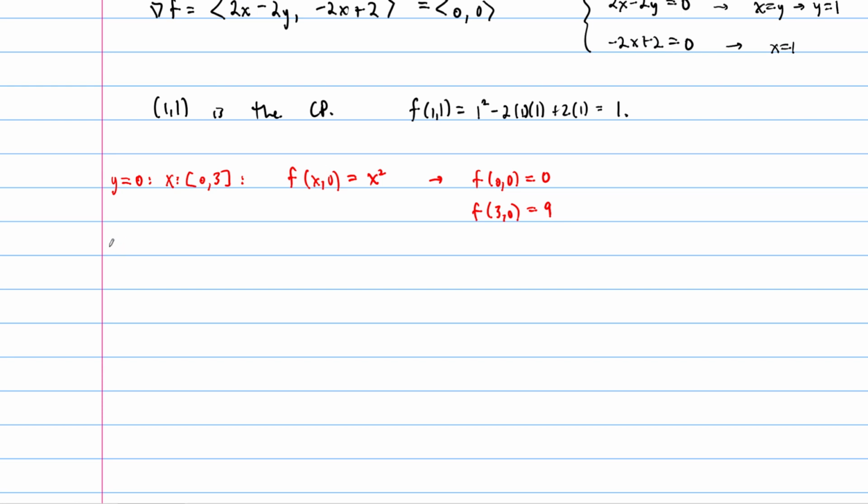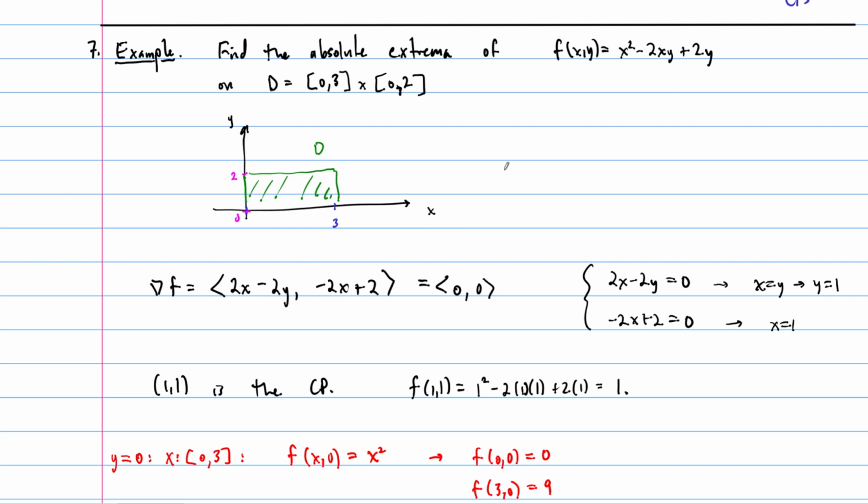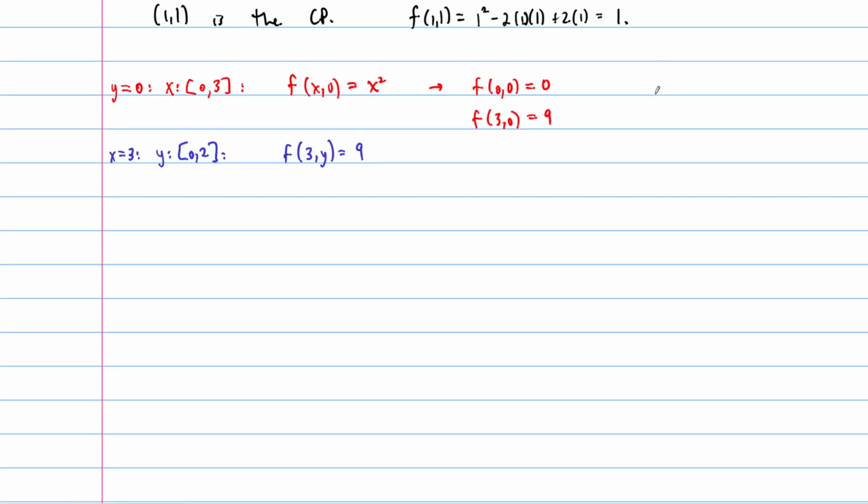So the next boundary to check is when x is fixed equal to 3 and y varies from 0 to 2. So now our function f(3,y) is going to be equal to 9 − 6y + 2y, so minus 4y. And again, this is a linear function, and it's decreasing, but the point is that we just have to check the endpoints. So f(3,0), we already know what that is. That's going to be 9.